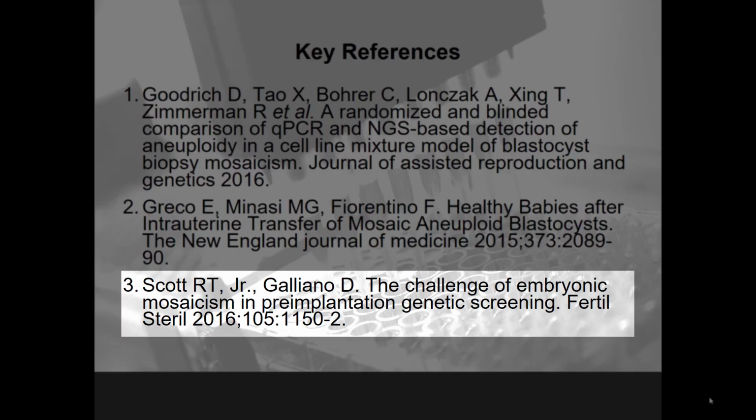The third reference that I've included is just a recent review article describing some of the challenges associated with mosaicism in our field of pre-implantation genetic screening.